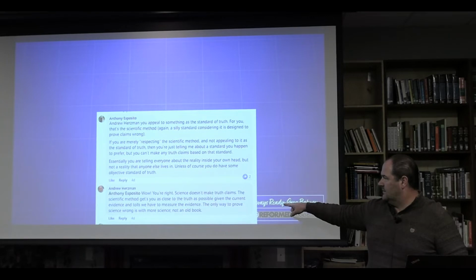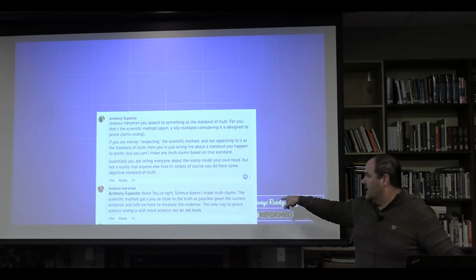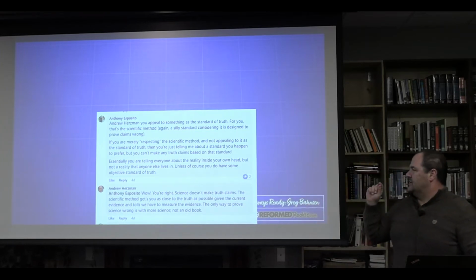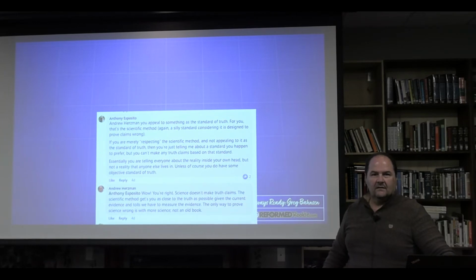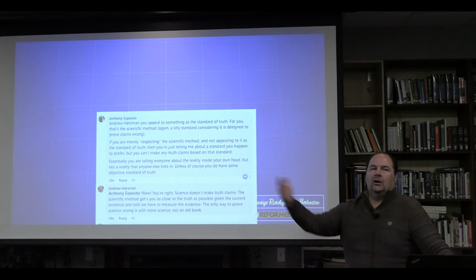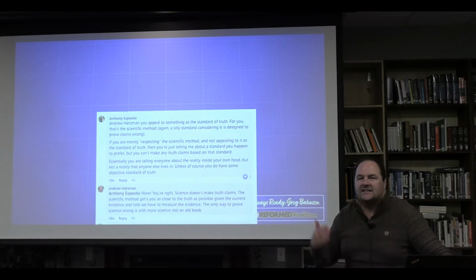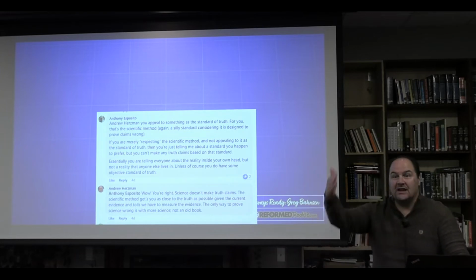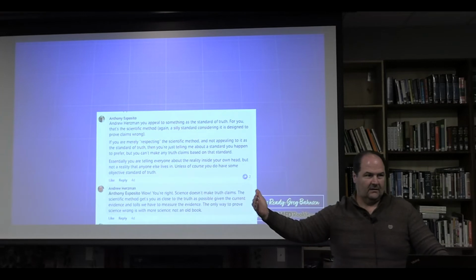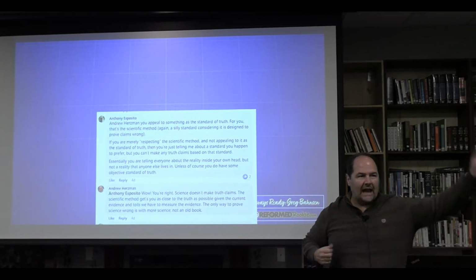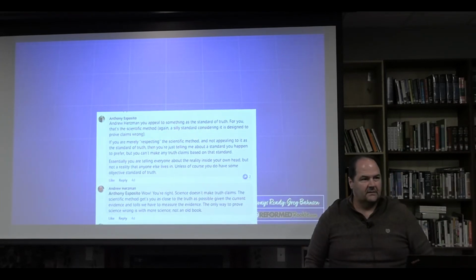Second sentence. Oh, I'm sorry, fourth sentence. The scientific method gets you as close to the truth as possible. What's wrong with that? He doesn't believe in truth. How does he know how close it is to him? It's subjective. If there's an objective measure of truth, now we say, yeah, we're getting close. But we're aiming at something. This is like somebody shooting an arrow into the air and saying, oh, I just missed. Just missed what? You weren't aiming at anything.